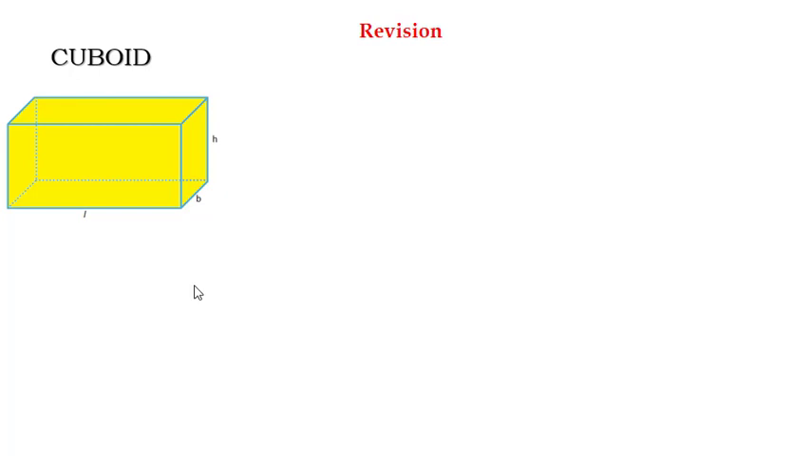Now let us revise different formulas. First take cuboid. Now cuboid, you can see this is cuboid. It has length, breadth and height. Now in cuboid we calculate lateral surface area. Now what is lateral surface area? The area in which we do not include top and bottom area, or we can say that the area of all four sides is lateral surface area.